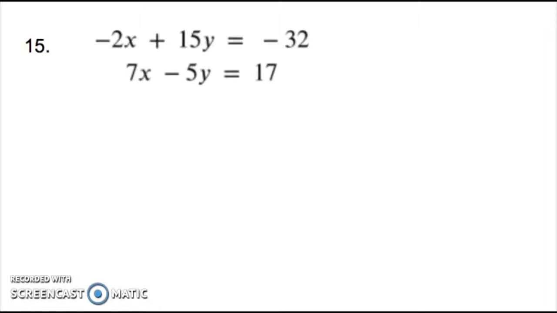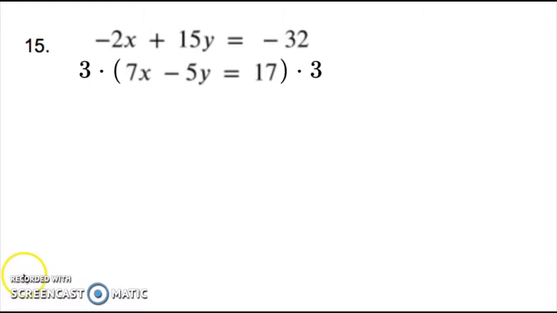Number 15, I'm also solving a system, but since nothing is solved for y, I'm going to use elimination in this case. I notice that I can make both of these 15s. This is already positive 15y. To make this a negative 15y, I just multiply by 3. So I'm going to multiply everything on the bottom by 3. So that will give me 21x minus 15y equals negative 32.